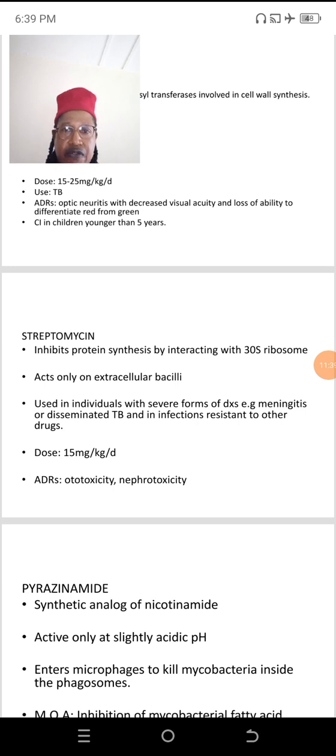The dose is 50 milligram per kilogram per day. And adverse drug reactions to streptomycin include ototoxicity and nephrotoxicity.